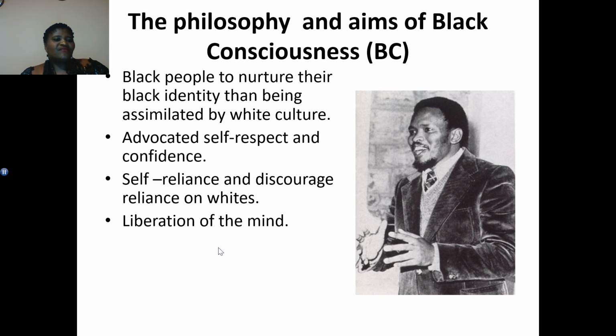Again, the liberation of the mind. I think the first bullet there was talking to the attitude of the mind. He wanted blacks to liberate themselves psychologically so that they don't see themselves as being inferior to white people, because you'll find that sometimes people see whites as being superior to blacks. Once you have that mentality that this person is superior to the other person, then the person who's seen to be inferior will lose confidence. So that's why he was advocating for confidence, self-respect, and then that leads to liberation of the mind.